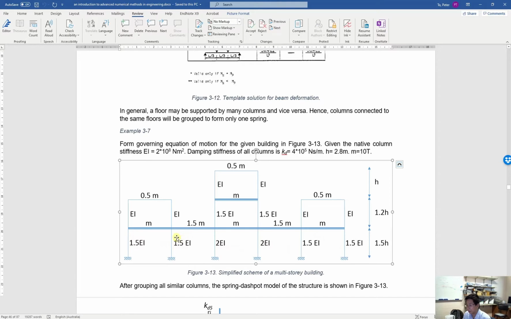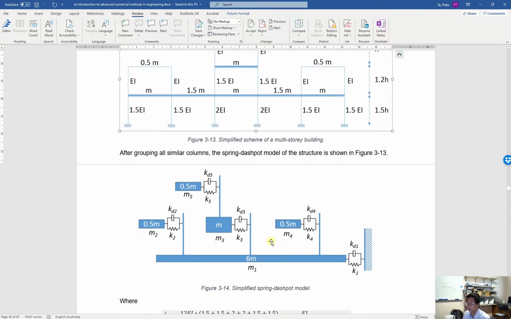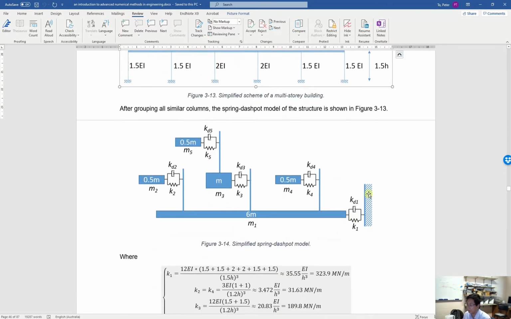There are a lot of columns connecting between them, but you can use the principle of superposition to sum the stiffness of columns connecting between the same two masses, like this one connecting the ground and the mass M1. This one is the same, connecting the ground and mass M1. So we can sum all of these 6 columns up to be the first spring. The schematic diagram should be something like this. The ground is connected with M1 through a spring. M1 is connected with M2, M3, and M4 through springs.